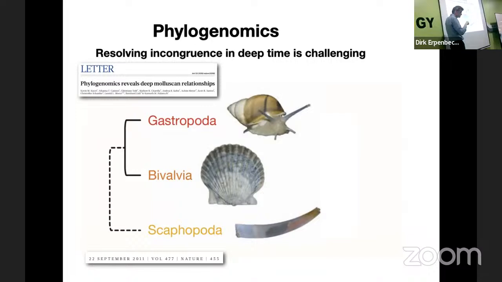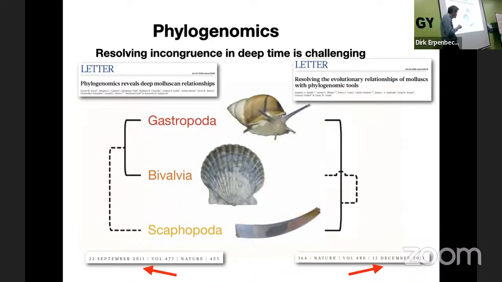Published in Nature, one of the highest ranking journals, huge impact factor, September 22. Now, three years later, another paper, resolving the evolutionary relationship of molluscs. What do we see here now? Gastropods are closer to the scaphopods. My goodness. Three months, highest ranking journal, and the tree is already different.